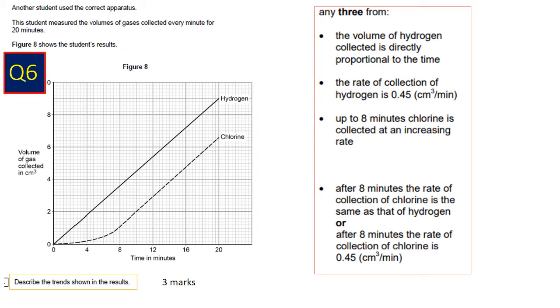See that nice straight line there? And you could work out the rate, and that would get you a mark, and we do that by using the gradient. We could say up to 8 minutes, the chlorine is collecting at an increasing rate. After 8 minutes, it is directly proportional. It is the same rate as the hydrogen. You didn't have to say all of them to get the marks. Any 3 of them would be good.